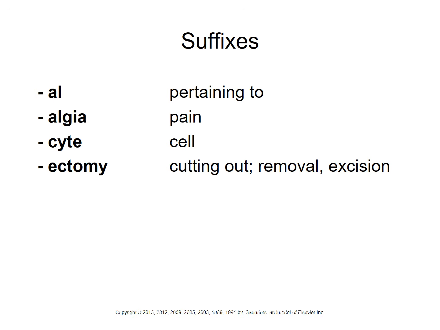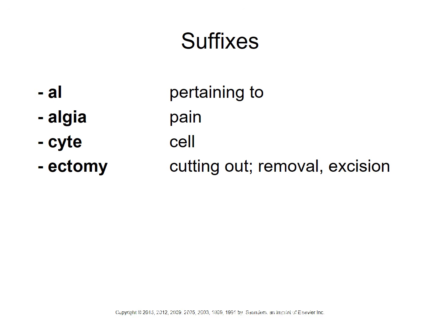Let's move on to some suffixes now. Once again, just as we did with the word roots, putting them on index cards, take your suffixes and also put them on index cards. AL on one side, pertaining to on the other. So anytime you see the suffix AL, it means pertaining to. Algia means pain. There's another term that's common for pain too. You may as well jot this down. That's dynia. So algia or dynia both mean pain.